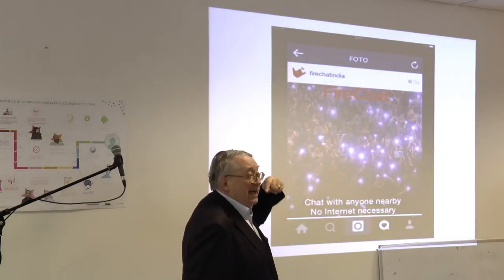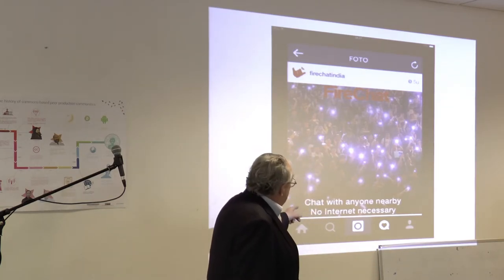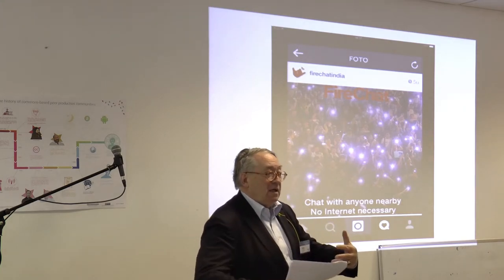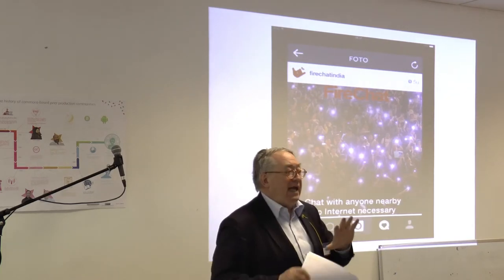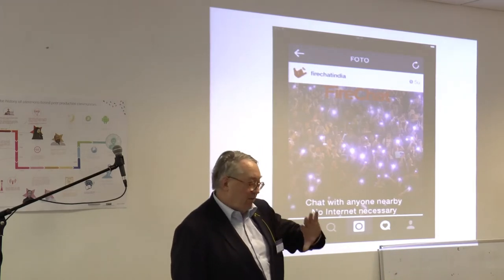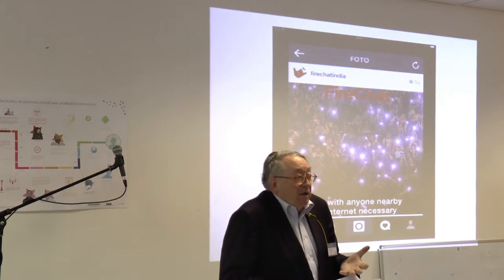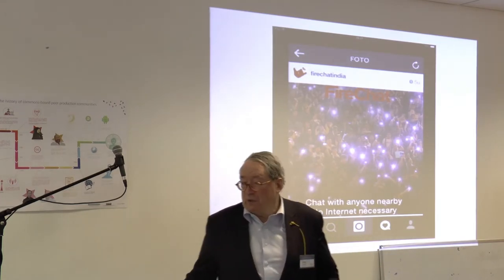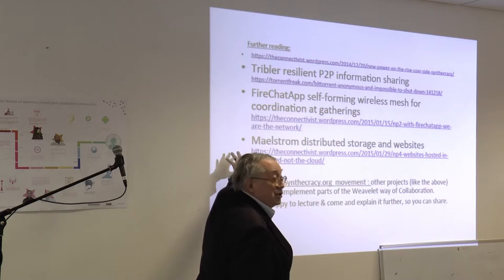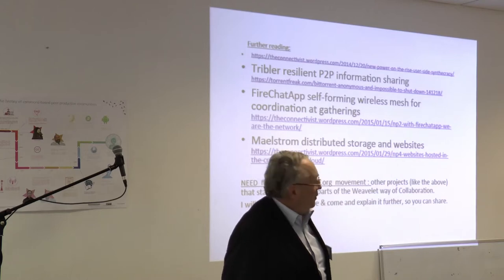Last thing is FireChat. The Chinese students in Hong Kong used FireChat with their smartphones to build a map which builds automatically without any mobile network, without any internet. And the government tried to turn it down, and they had the network with them. Last one is, you can read about Tribler, about FireChat, about Maelstrom. Maelstrom is going to be very big, but you can read it later.